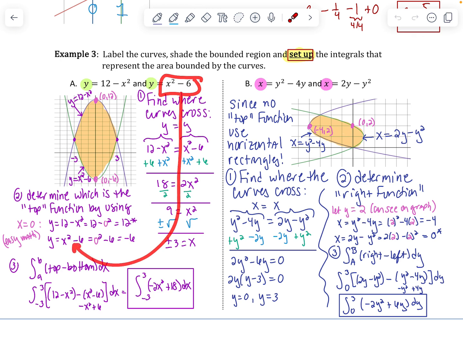And now I'm going to take the second equation, and I'll plug 0 in where x was, and I get a height of -6. So I've got 0, -6, this point down here at the bottom. So because 12 is larger than -6, that tells me that 12 minus x squared is my top function, and I'm going to put that first. Then I'm going to subtract the smaller height function, which is the x squared minus 6.